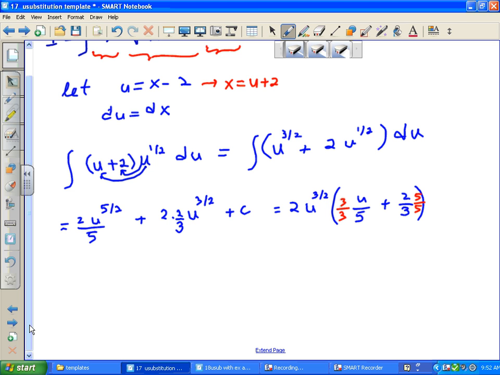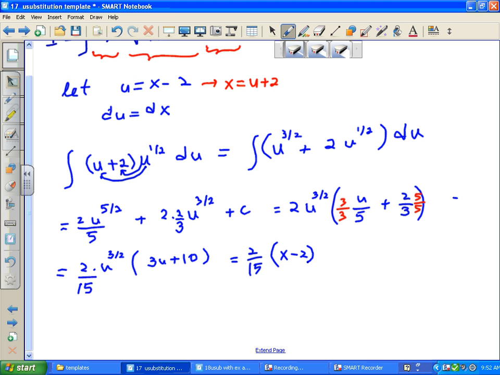For example, this top and bottom multiply by 3, this top and bottom multiply by 5. So I can rewrite everything as 2 times u to the 3/2 times (3u plus 10) on the top, divided by 15 on the bottom. Again, I can put the 15 in there, or I can pull the 15 outside. Either way you do it is fine. And now I'm going to bring in the u. U was x minus 2.